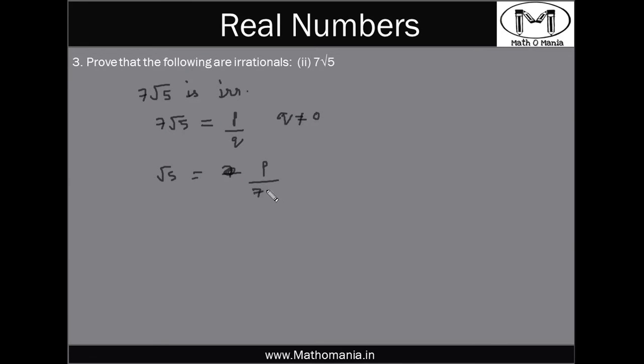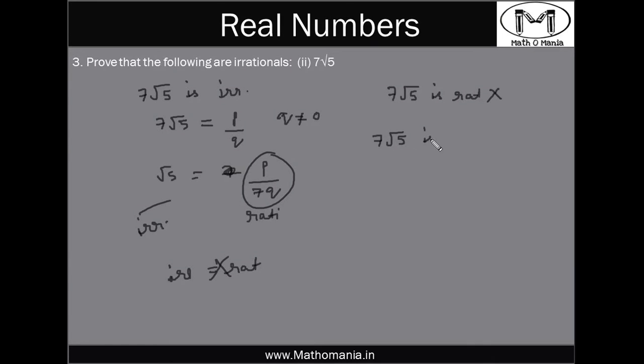p upon 7q. Now we know that root 5 is irrational, whereas p upon 7q is rational. Again, we cannot have an irrational number equal to a rational number. This is wrong. That means our assumption that 7 root 5 is rational was wrong, which further means that 7 root 5 is an irrational number.